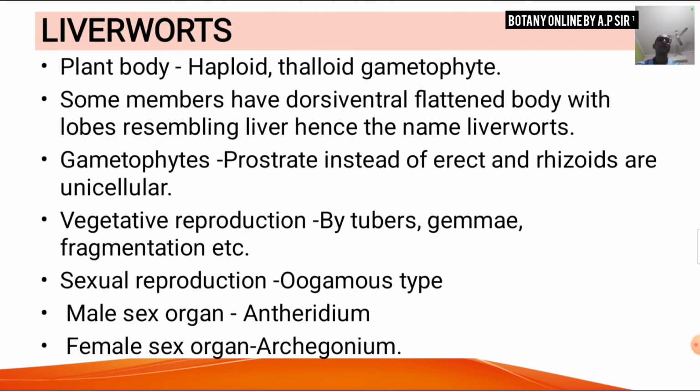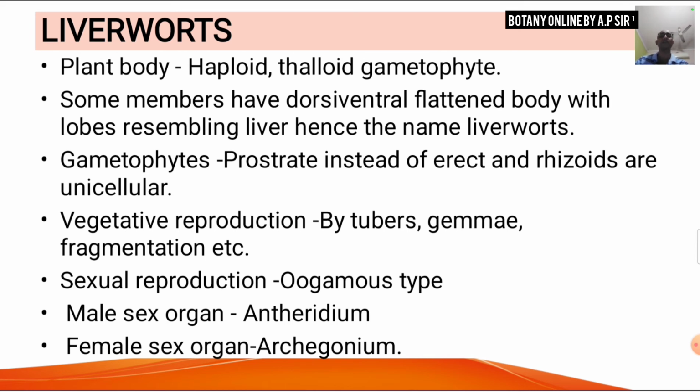Okay, liverworts. As you know, liverworts include Riccia. The plant body is a haploid thalloid gametophyte. Remember it, the plant body is a gametophyte which is thalloid, that means it is not differentiated into roots, stems and leaves, and it is haploid. Some members of liverworts have a dorsiventral flattened body with lobes which resemble the liver, as shown in the diagram. That is the reason why we call them liverworts.